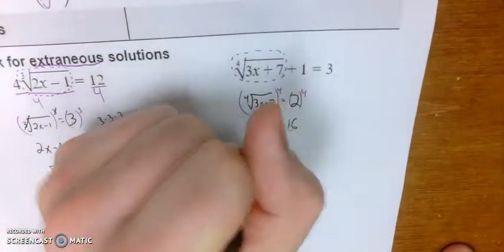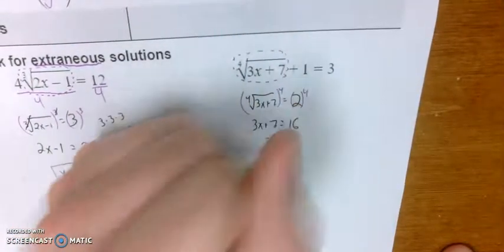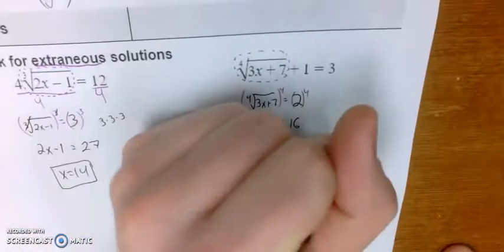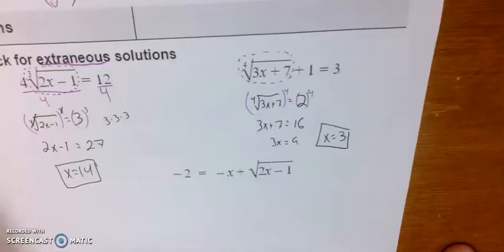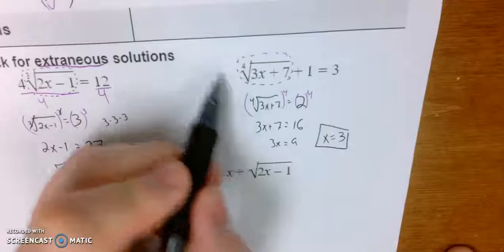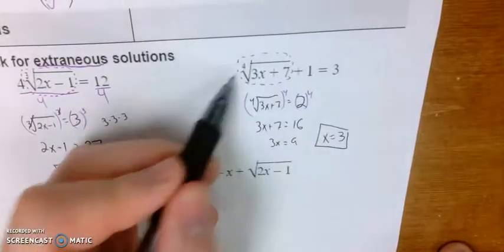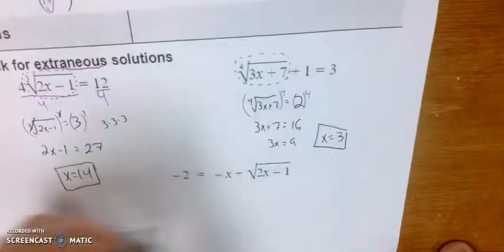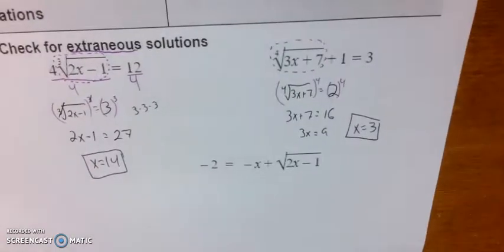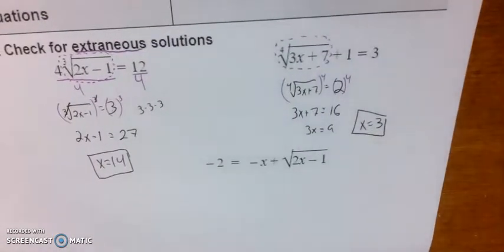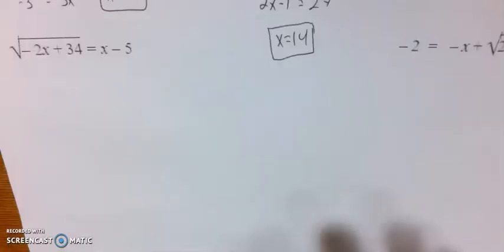Then to go solve this, we do 3x equals, if I subtract 7 over, 3x equals 9. Therefore, x equals 3. Plug that back in. 3 times 3 is 9, plus 7 is 16. Fourth root of 16 is 2, plus 1. Yep, that's 3. We're good. Excellent. All right, on to the slightly more challenging ones.